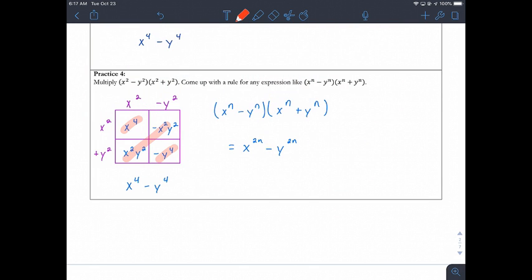So if we ended up with something like x to the third minus y to the third times x to the third plus y to the third, our answer would then be equal to x to the sixth minus y to the sixth. And that would be all we'd need to do. All right.